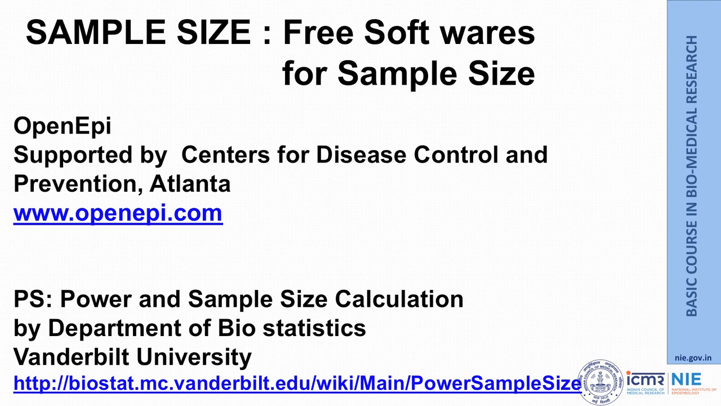There is a tutorial for this particular software which gives you some examples, and depending on what sort of study design that you have, you can plug in the values that the software asks and you will get the desired sample size. Another one is called PS, that is Power and Sample Size Calculation. This is by the Department of Biostatistics, Vanderbilt University. This is also an open source software. This is also a fairly user friendly software where you can compute your sample sizes.